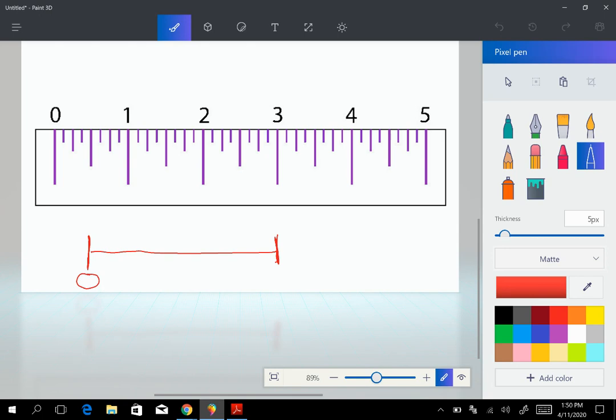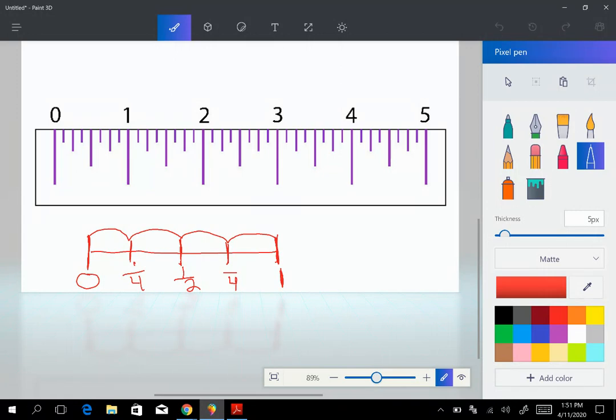So let's pretend that this is the 0. We know that this is the 1. Here is the half mark. And then I'm going to split these again. And when I do that, remember, we count from the 0 to the 1. How many jumps? 1, 2, 3, 4. So this number line is divided into fourths, so that we know that's the denominator.